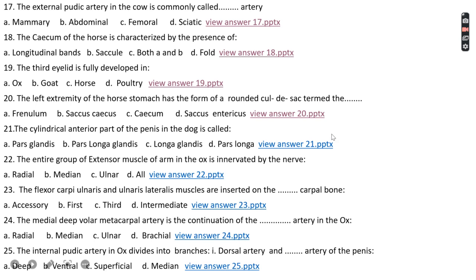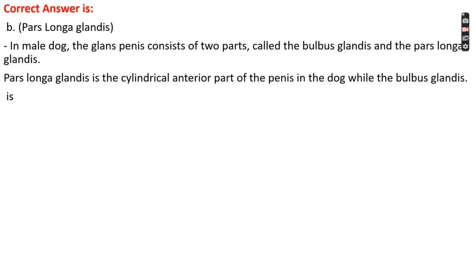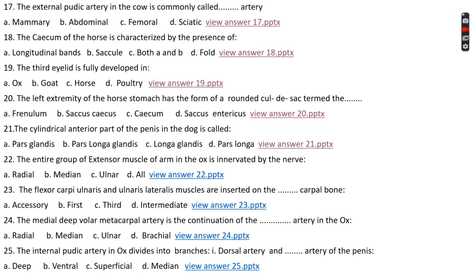The right answer is option B, that is pars longa glandis. In a male dog, the glans penis actually consists of two parts, that is the bulbus glandis and the pars longa glandis. The pars longa glandis is the cylindrical anterior part of the penis in the dog, while the bulbus glandis is the posterior part and is broad in nature.